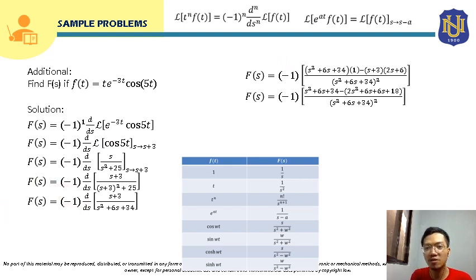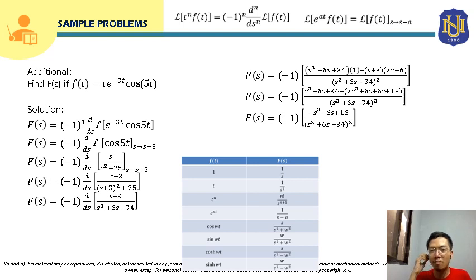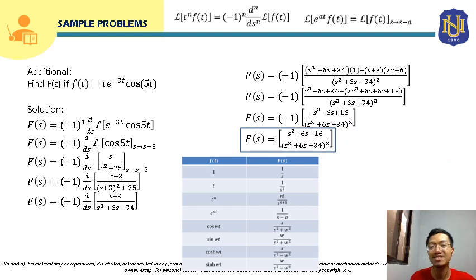After that, we just simplify this. Simplifying this, we just distribute this and this. So this will now become the result. And then after that, we combine like terms. We combine all s squared here and all s here and then all constants here. So this will now become negative s squared minus 6s plus 16 over s squared plus 6s plus 34 squared. Simplifying this further, there's a negative 1 here, so if we multiply that to the numerator, of course, that will become positive s squared plus 6s minus 16. So this will now be the answer for this.